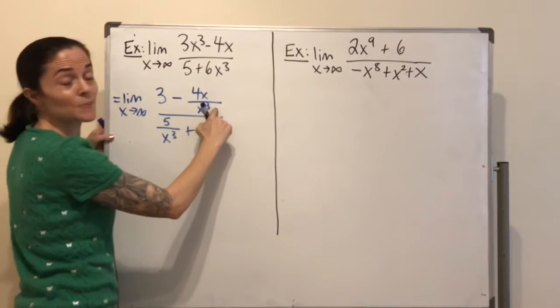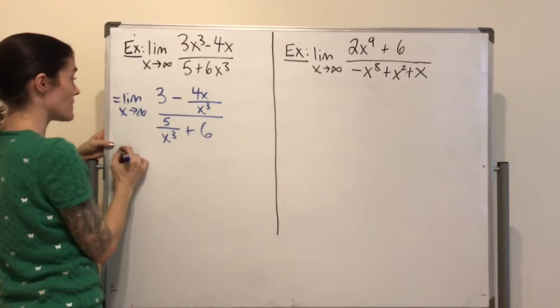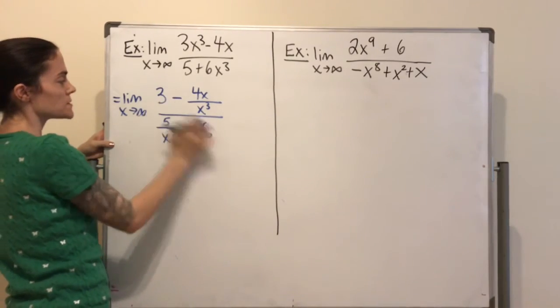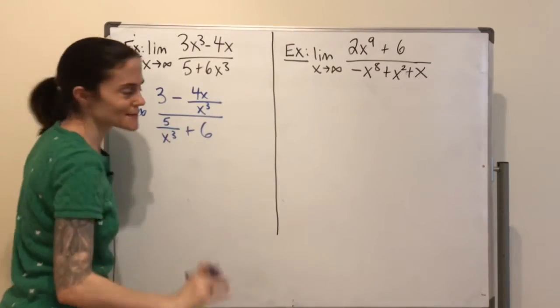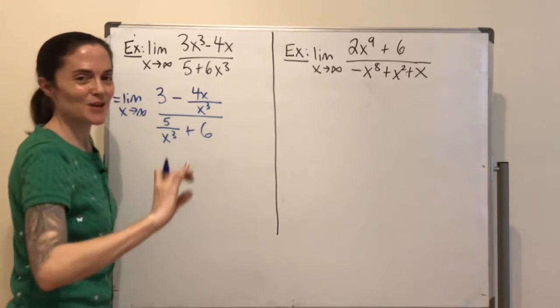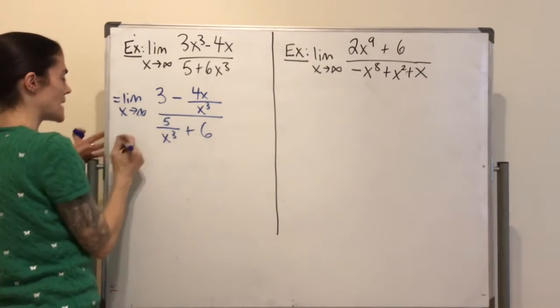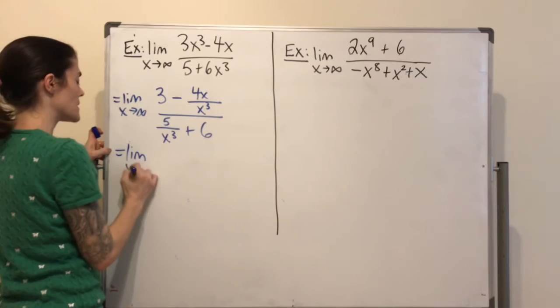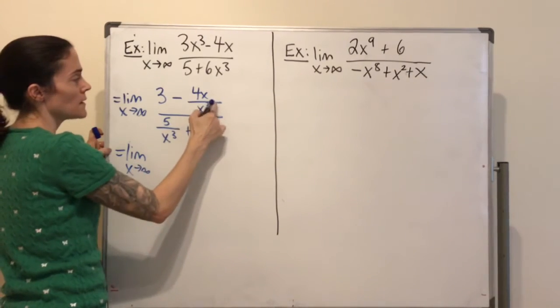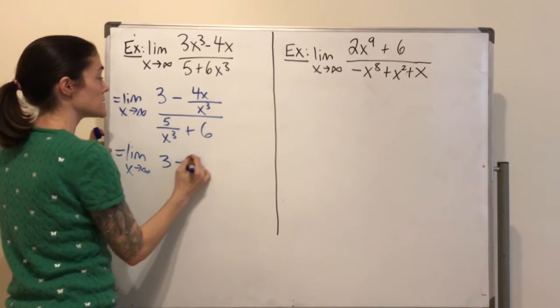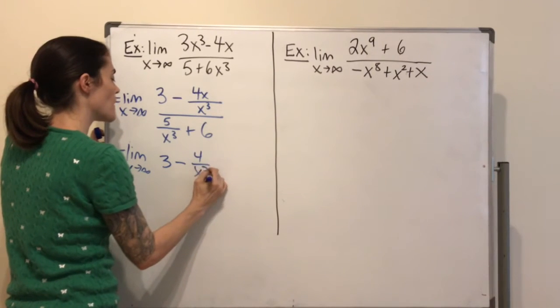And then you can simplify this using properties of exponents. I could have written this term as 3x cubed over x cubed, and this term 6x cubed over x cubed, but these two I went ahead and simplified.